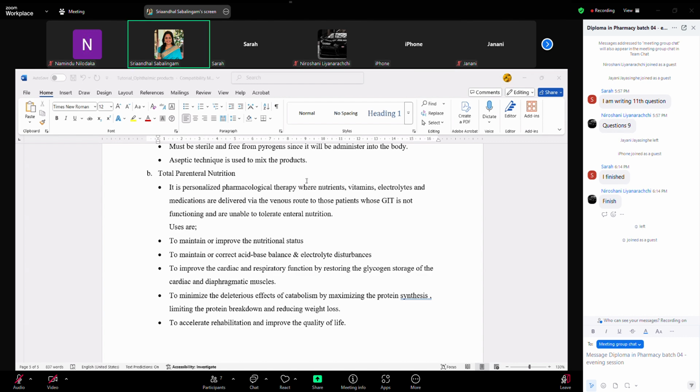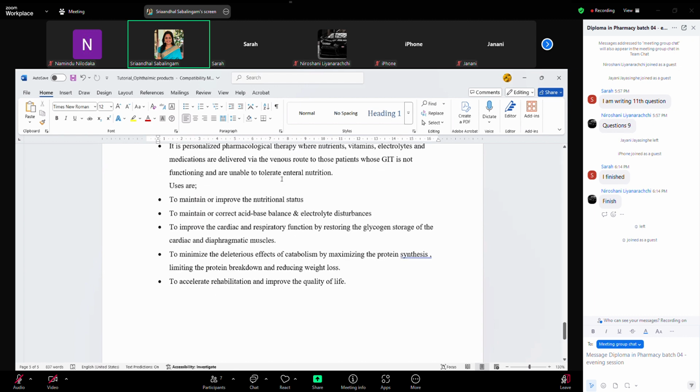Okay, so total parenteral nutrition is a personalized pharmacological therapy where nutrition like macronutrients, micronutrients, minerals, vitamins, electrolytes, and medications are delivered via a venous route to patients whose GI tract is not functioning and who are unable to tolerate feeding, right? So any person who is put on a ventilator, or who has had colorectal surgery where the colon or large intestine is removed, or gastrectomy where part of the stomach is removed, can't absorb some of the nutrition, right? These types of patients will need parenteral nutrition which can sufficiently provide all the minerals, vitamins, and electrolytes they require.